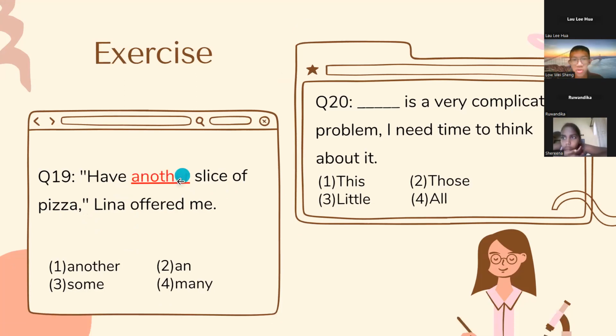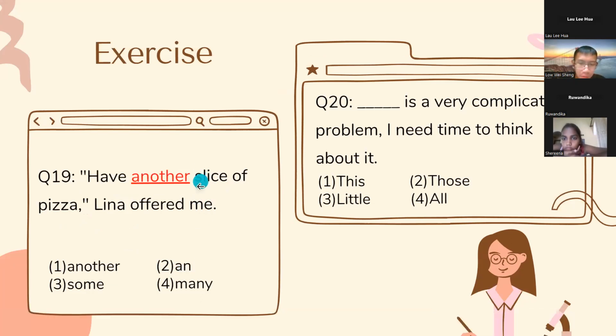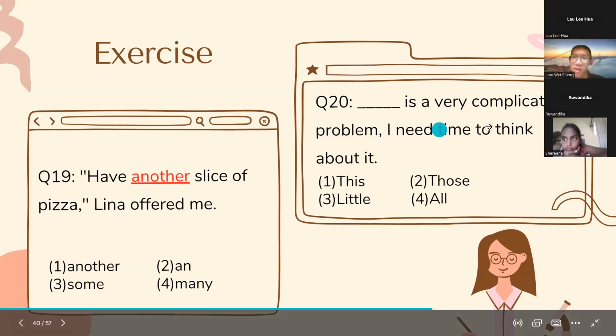It's because another refers to a singular one. And an is wrong because the word slice does not have a vowel in front, and many is plural, and that's why you cannot pick it. So for those of you who picked some, I hope you understand why it's another.